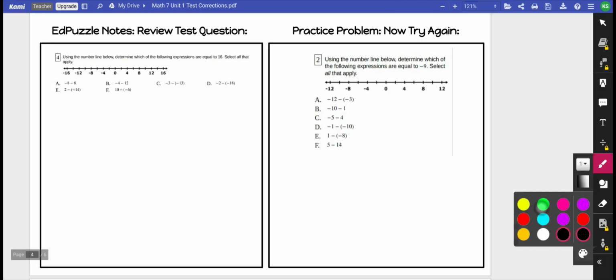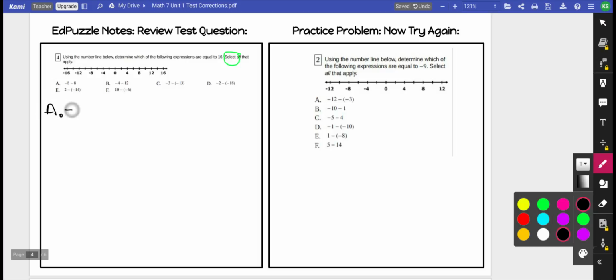Okay, so again, there's that important word. Well, actually, 2 words. Select all. So that means I'm going to have more than one correct answer. I can solve these just by doing the math, or I can use the number line. The number line is there in case you need to use it. Okay, so let's look at each one of these. So let's start with A.